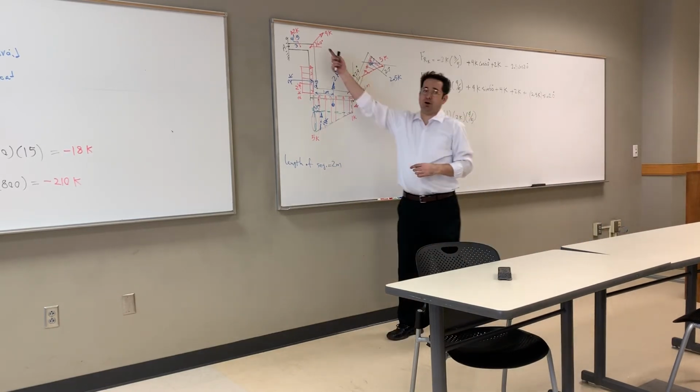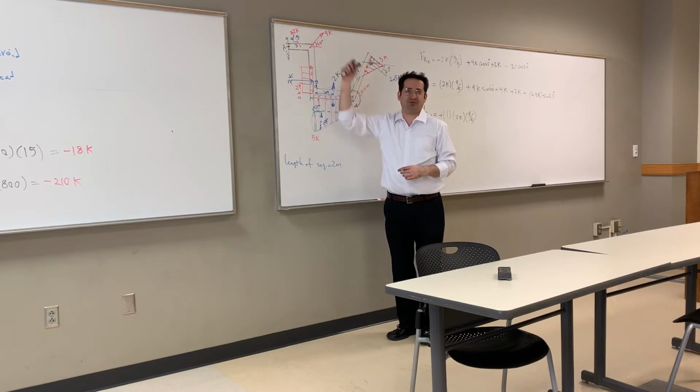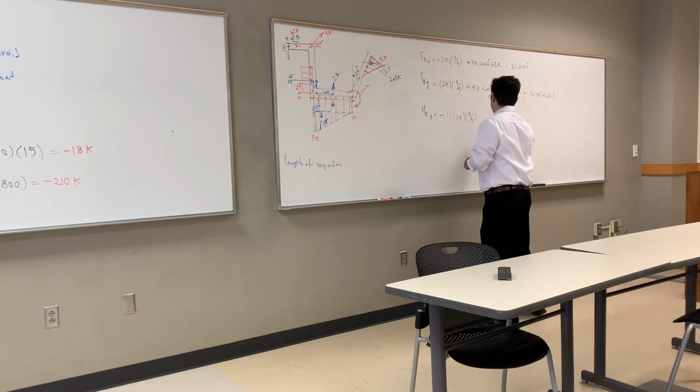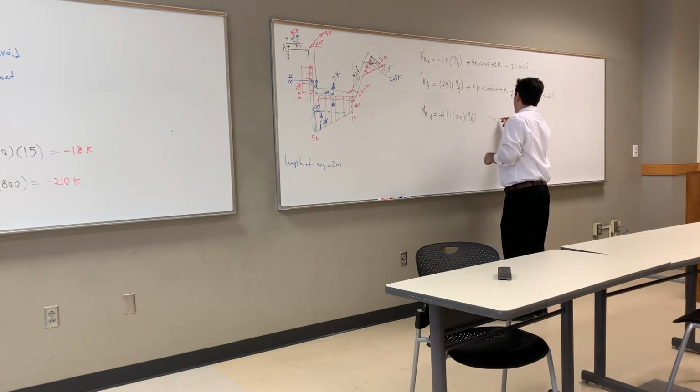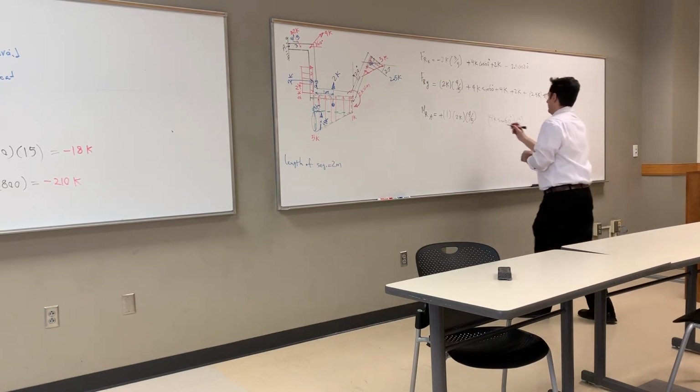Now we go to the next one. Now just tell me what I should write with it. 4k sine 60 times 2, positive or negative? Positive.